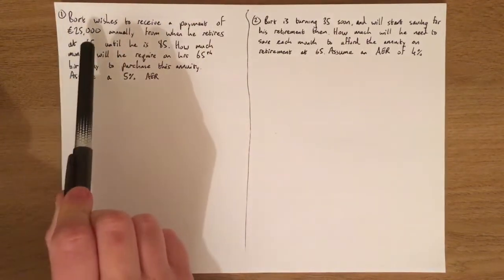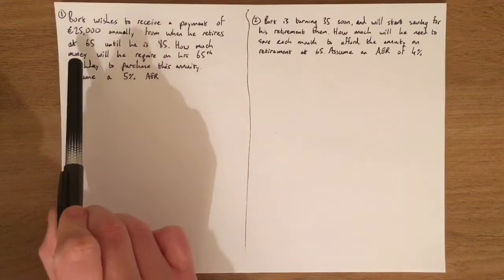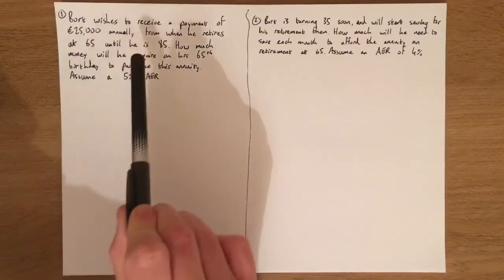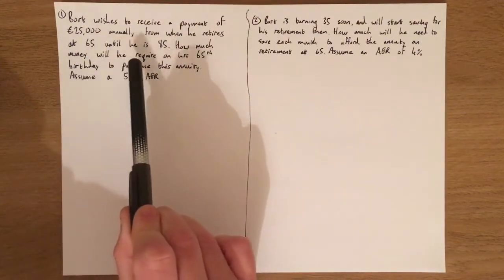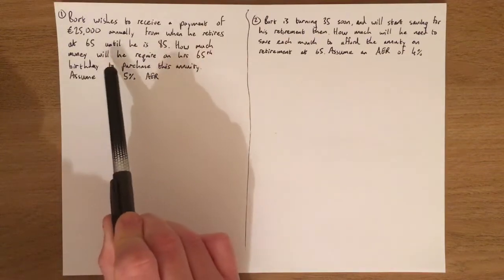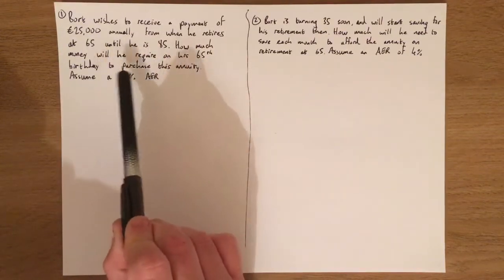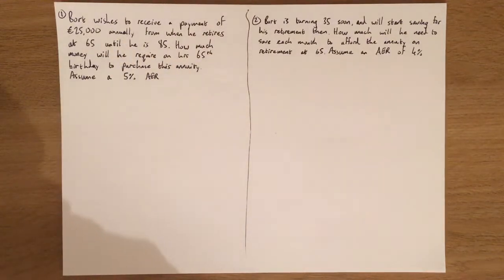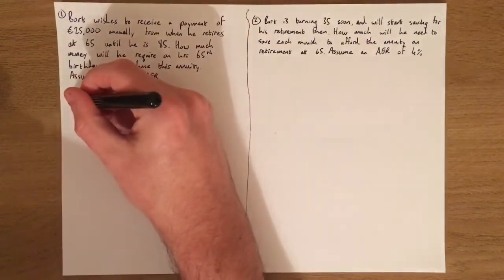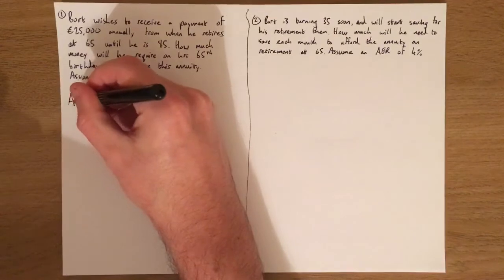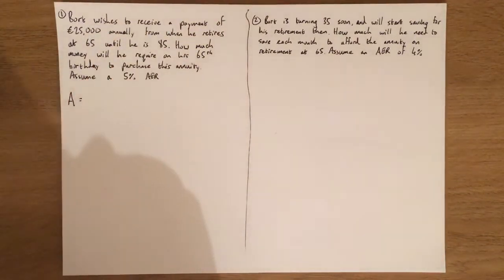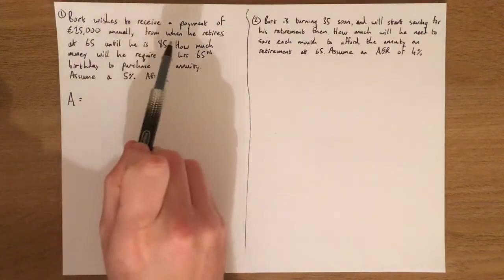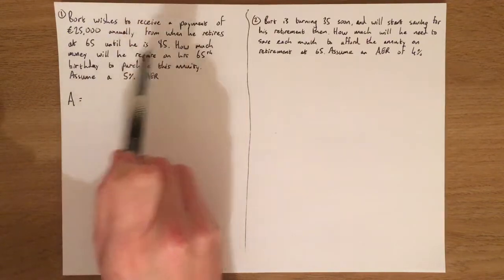So Bort wishes to receive a payment of €25,000 annually from when he retires at 65 until he is 85. How much money will he require on his 65th birthday to purchase this annuity? Assume a 5% AER. So we are purchasing some annuity when he's 65. So when he's 65, this annuity is going to cost an amount of money.